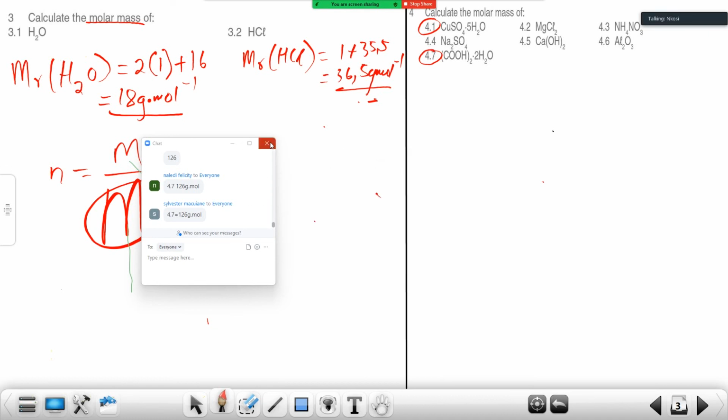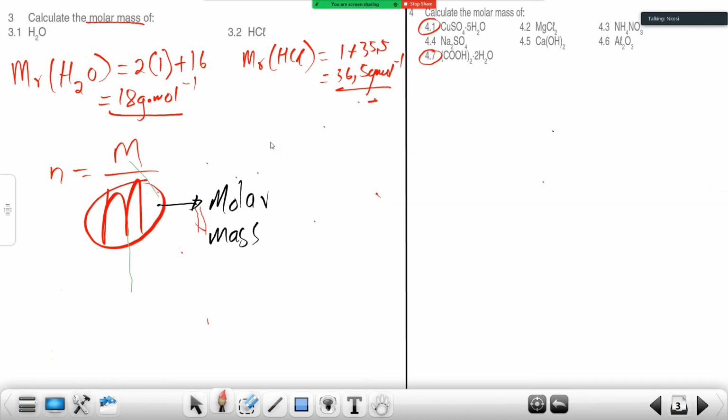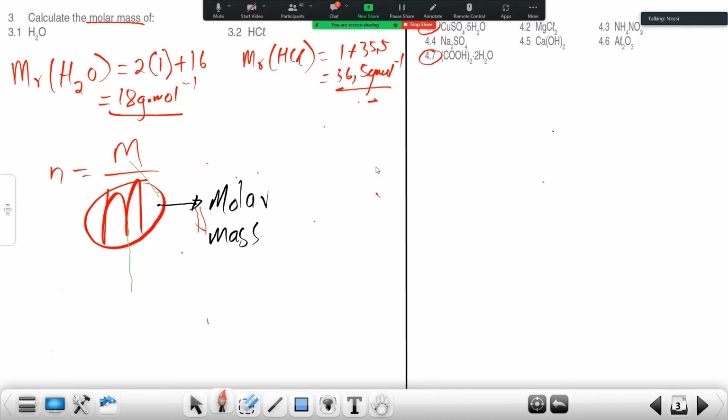Thank you, guys. I'm no longer taking answers, so your time is over. I got a few wrong answers. I was checking, especially for 4.1 and 4.7. So if your answer is not either 249.5 grams per mole for 4.1, and then for 4.7 I think we got something like 126. But now let's assist and help our fellow friends as to say how best can you go about this one.